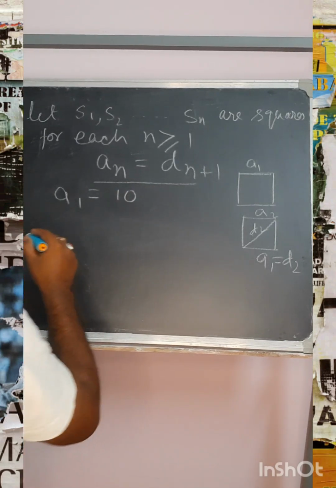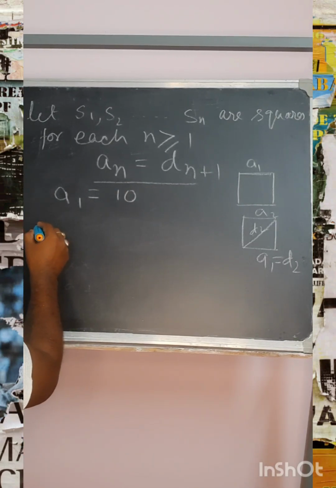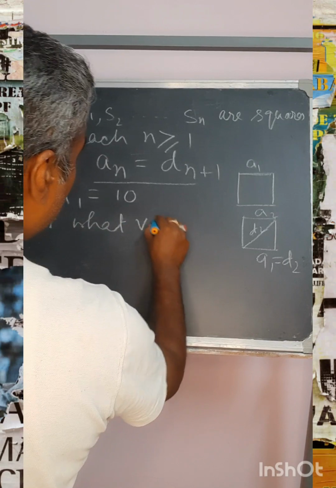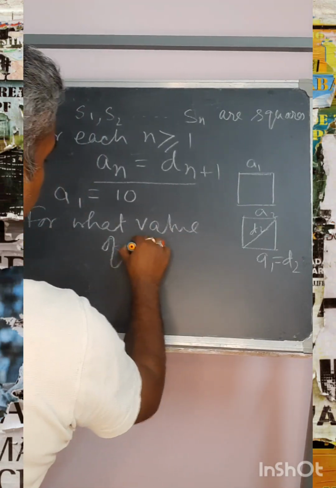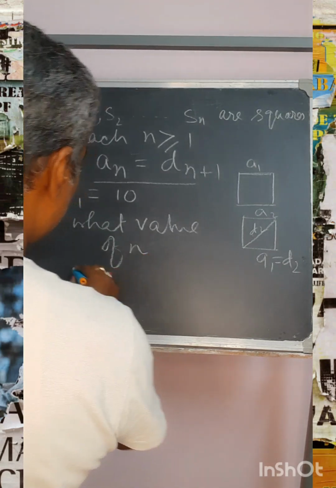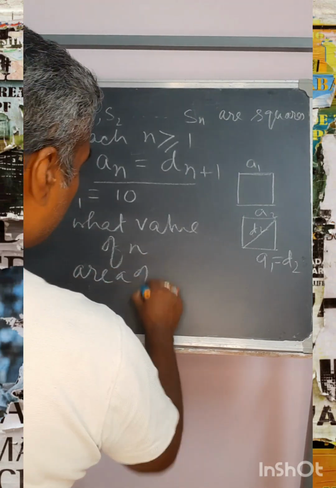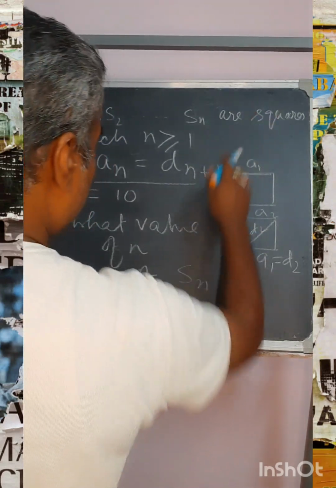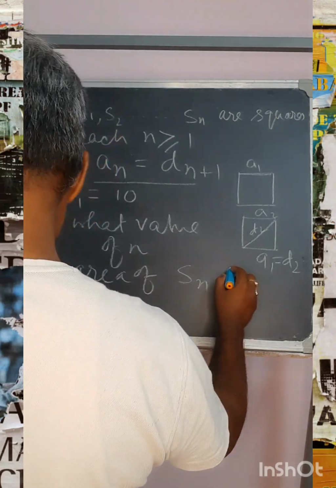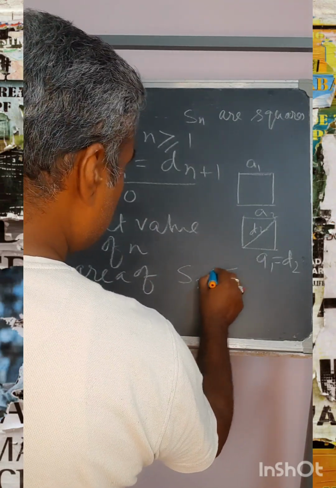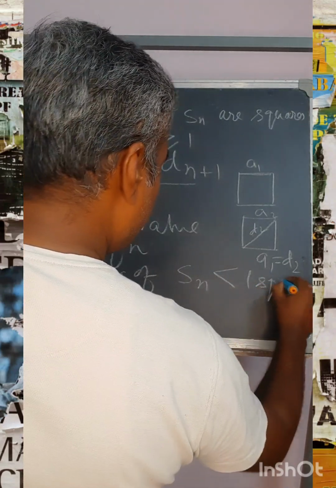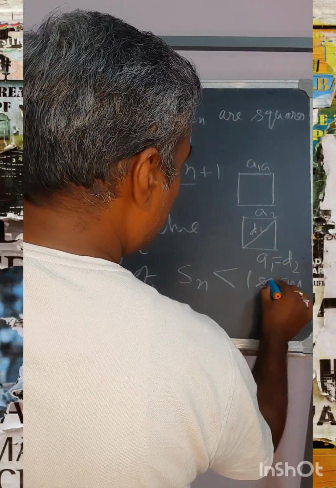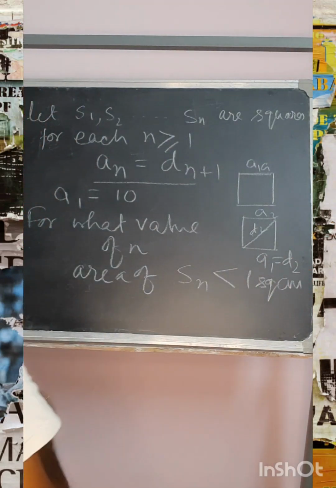Now our task is to find for what value of n the area of Sn, which represents a square, has to be less than 1 square centimeter, because the arms are in centimeters. For what value of n is the area less than 1 square centimeter?